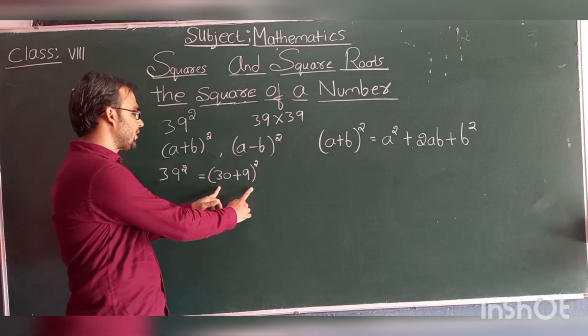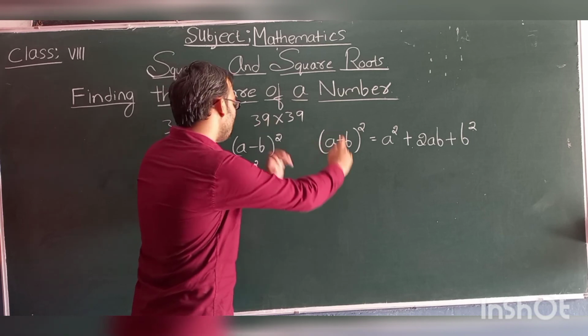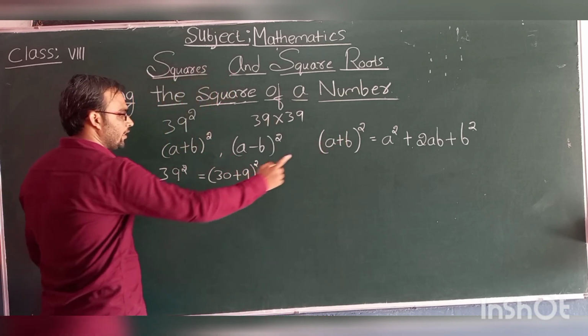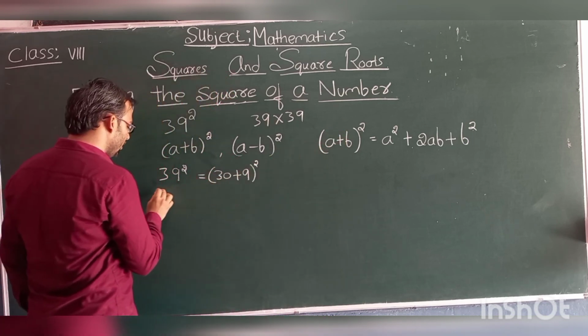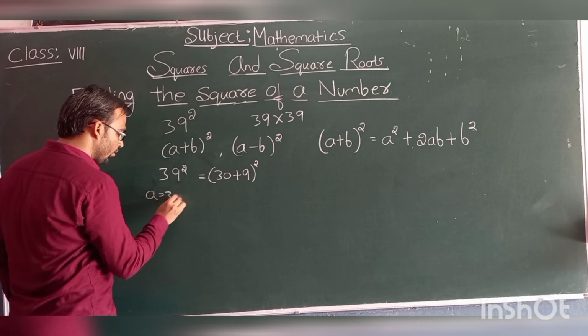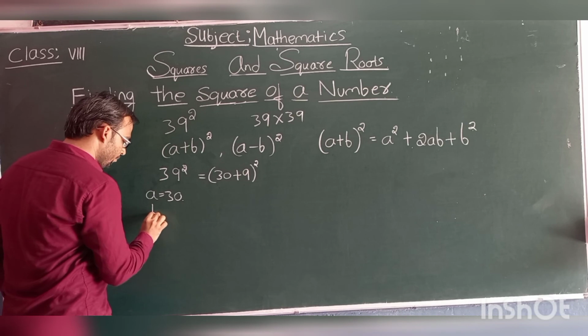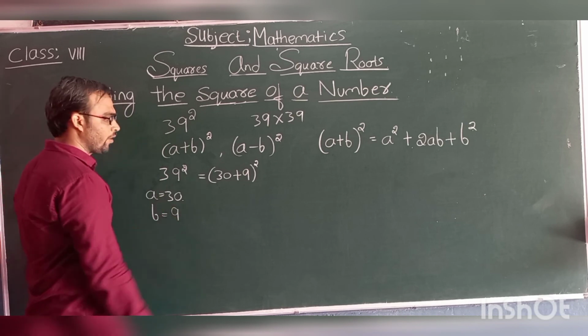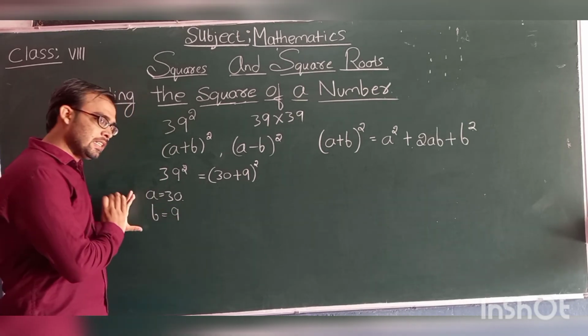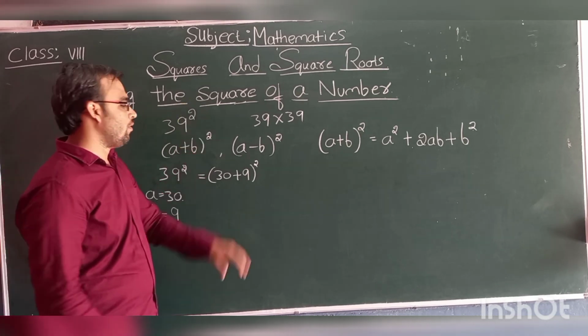So (30 plus 9) whole square is equal to (a plus b) whole square. In place of a, what is there? 30. Let a equal 30, and in place of b, what is there? 9. b equals 9. Now we will put these values of a and b in the formula.